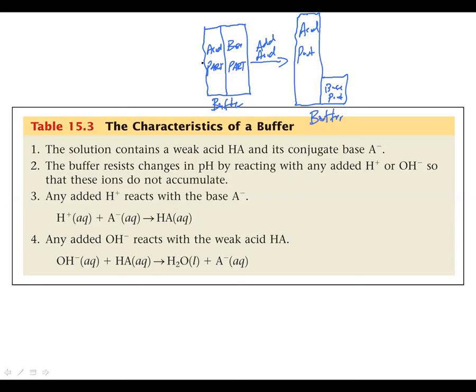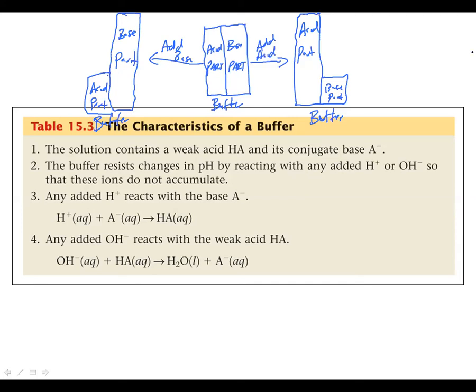Same thing if you take that buffer and you add base to it. It will use up some of the acid part of the buffer, and you'll make more of the base part of the buffer. As we saw there, you make more of one part of the buffer while you use up the other. And again, here, the acid part will get smaller. And that's important because this shows that there is a limit to what is sometimes called buffer capacity.